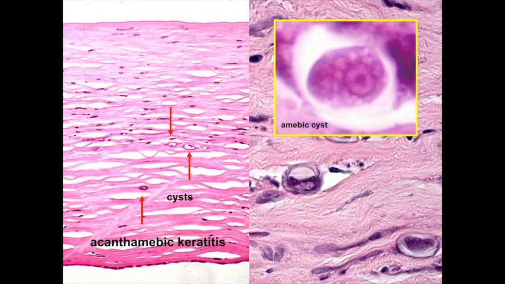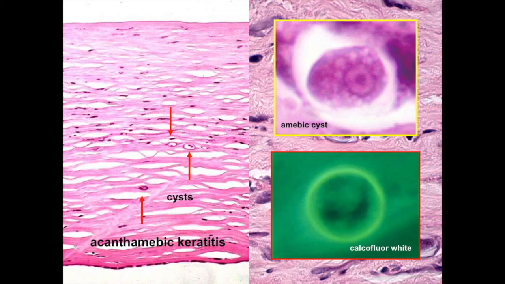Here we see the amoebic cysts in the stroma. The cysts have the cytoplasmic component, which tends to pull away from the chitinous wall. I always look for the little round nucleus with the nucleolus when I'm trying to make the diagnosis. You can see the cyst quite readily in H&E sections.